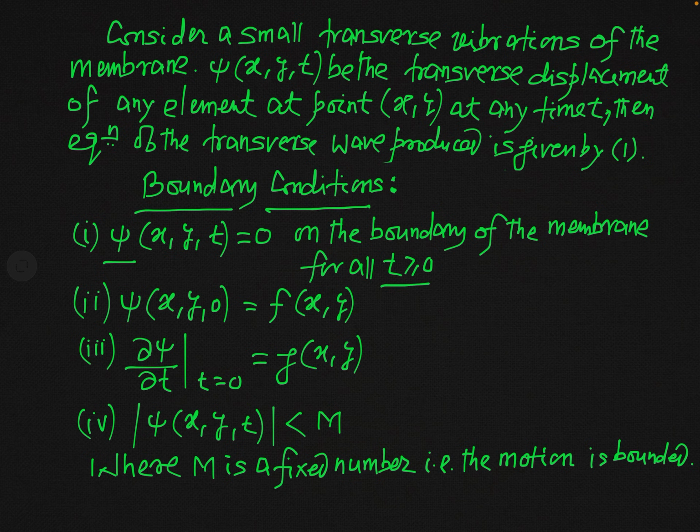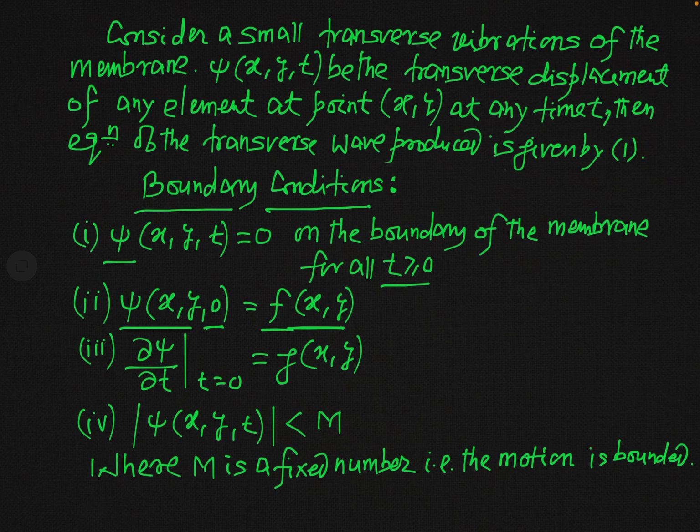Again, the initial displacement, when you say psi of x, y, 0, it means t is 0, the initial moment. So at the initial moment, the displacement function psi will be only a function of x and y. It is obvious, since you are taking the time t equal to 0 fixed. So definitely the initial displacement psi of x, y, 0 will be only a function of x and y. So I have denoted that psi of x, y, 0 is equal to f of x, y.